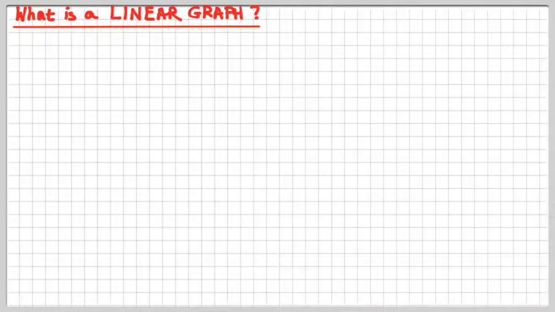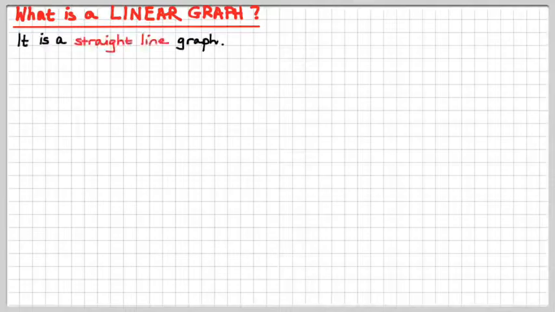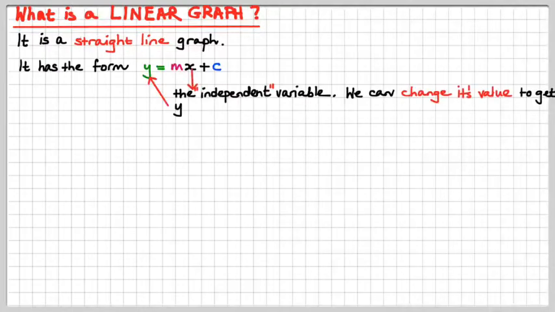So let's ask the question, what is a linear graph? Well, it's a straight line graph. That's the answer to that one. It's very simple, isn't it? Now, this is the form of the equation which forms a linear graph.